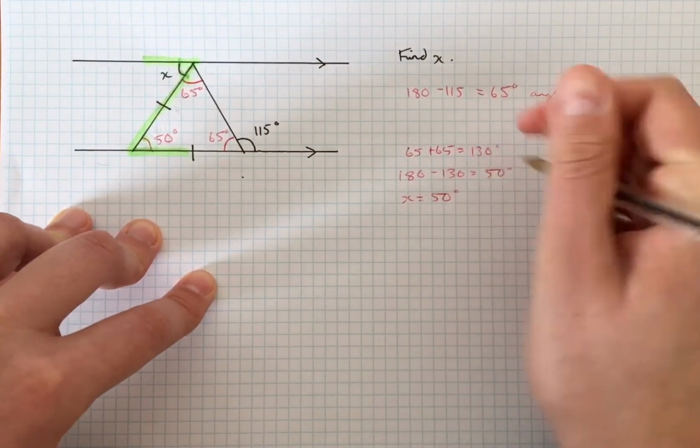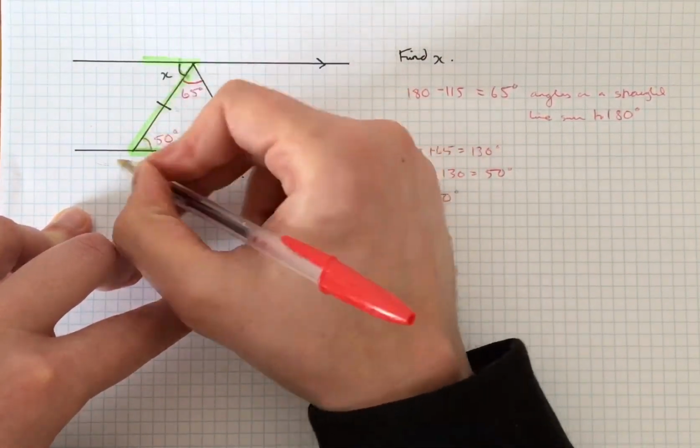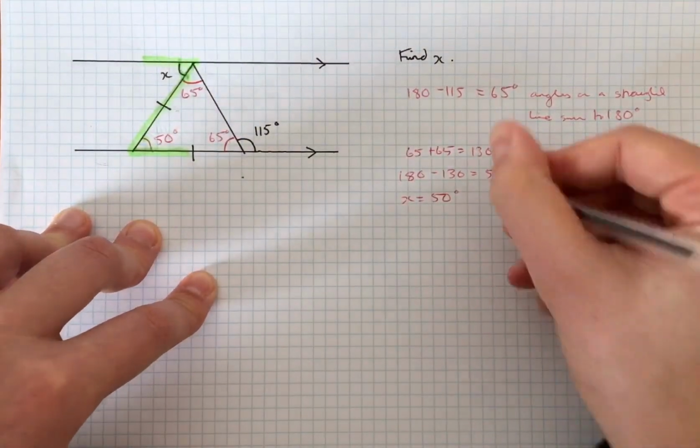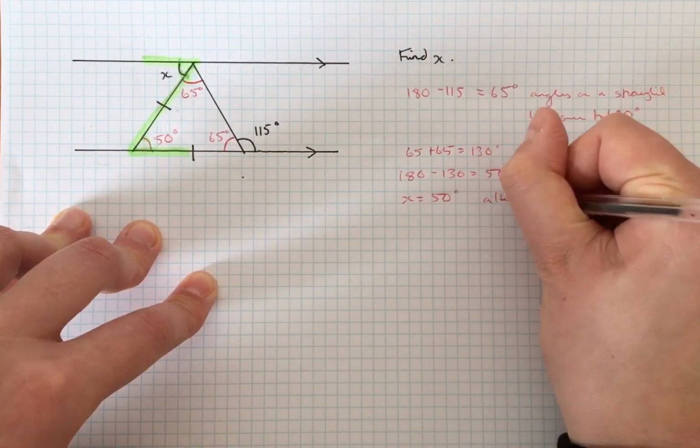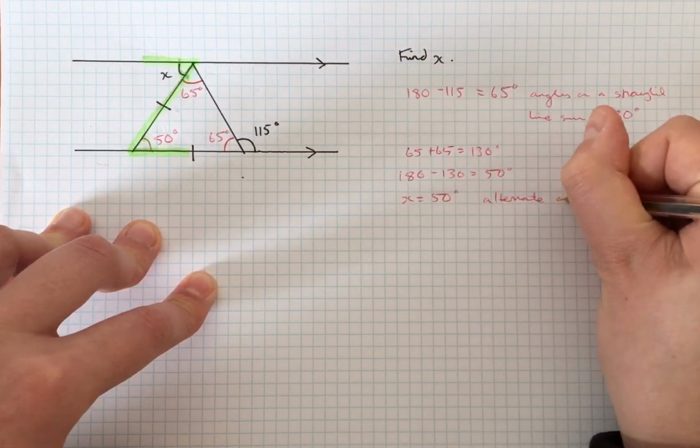We can't write down Z angles. Z is a nice way of us spotting when two angles are alternate, but we need to write down alternate angles are equal.